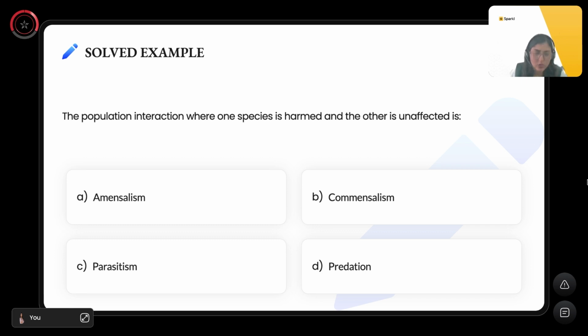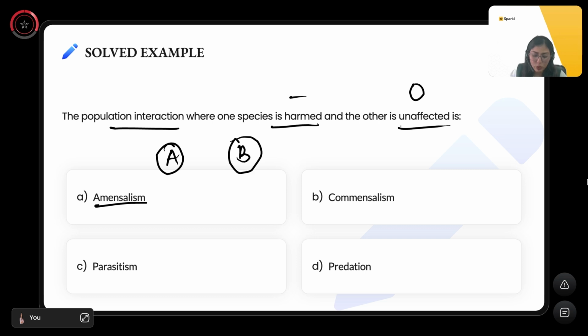Next question here talks about population interaction and says where one species is harmed and the other is unaffected, neither harmed nor benefited. So where do you see such type of interaction? So the first option here talks about amensalism. Now amensalism is the interaction wherein if you talk about two species, species A and B, one species is neither harmed nor benefited and the other one is harmed. So yes, this becomes our correct option over here.